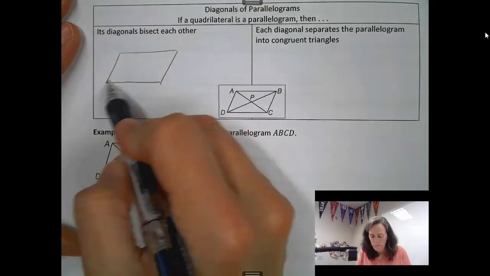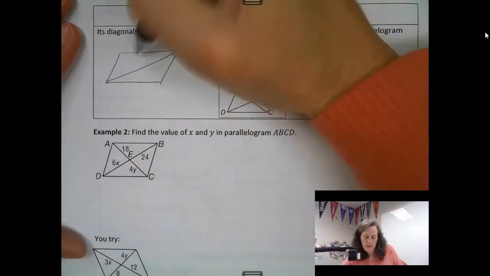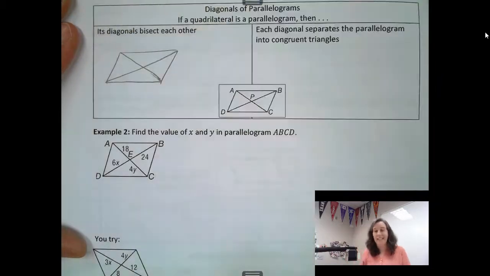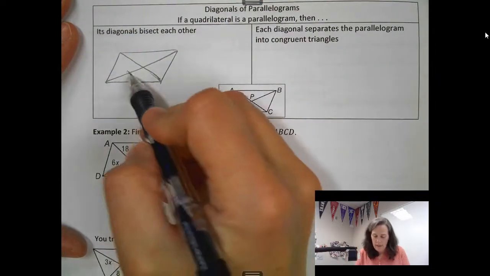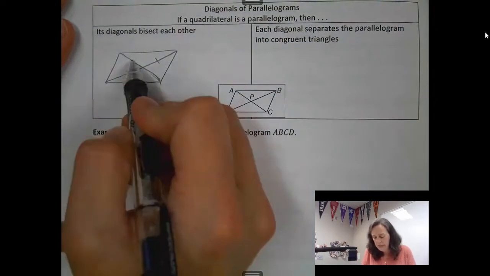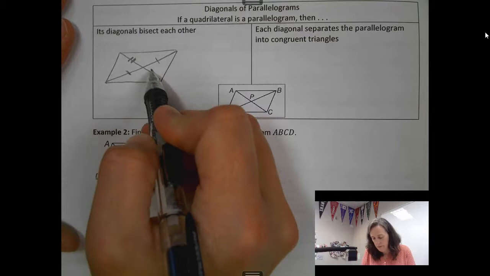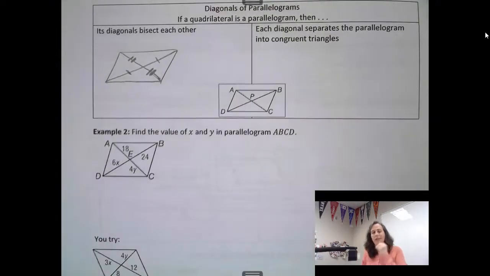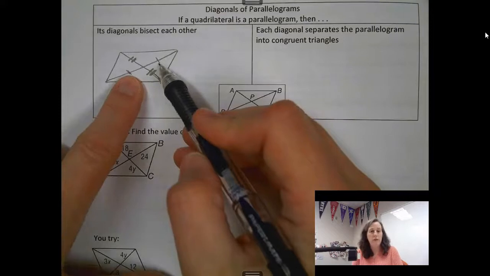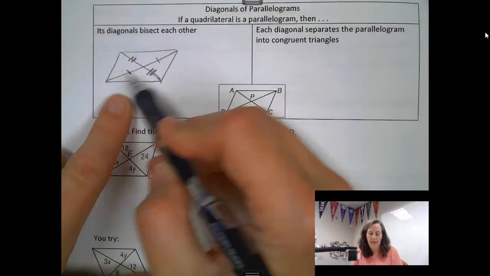So the diagonal this way, they cut each other exactly in half. So this half is equal to this half. And on this other diagonal, this half is equal to this half. They're not necessarily all equal to each other, but they're equal to the other half of their same diagonal line.